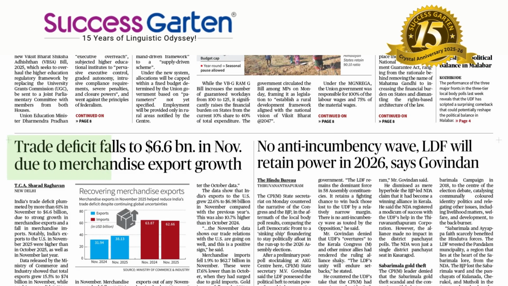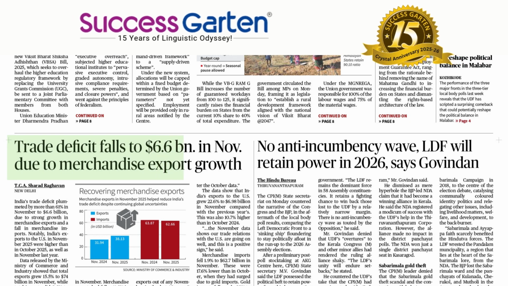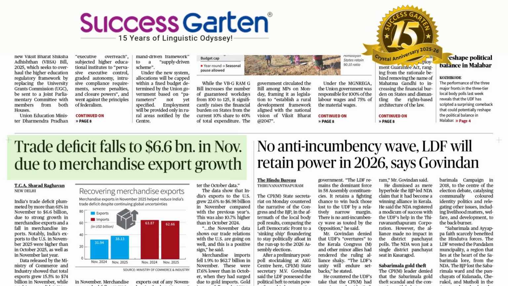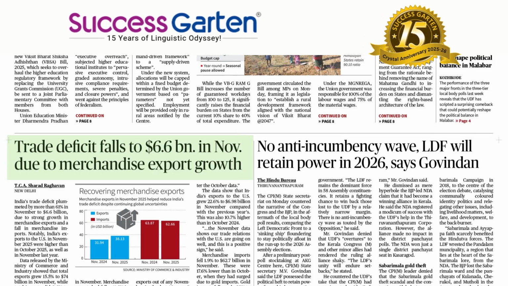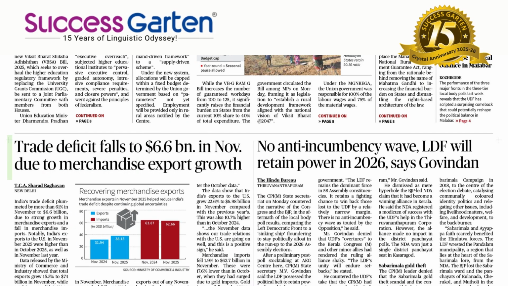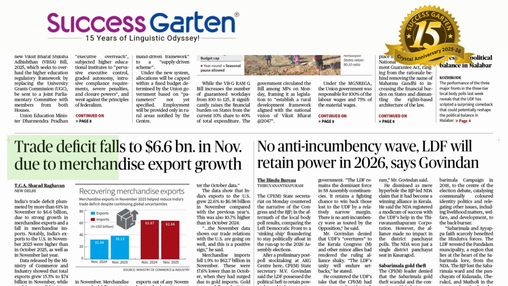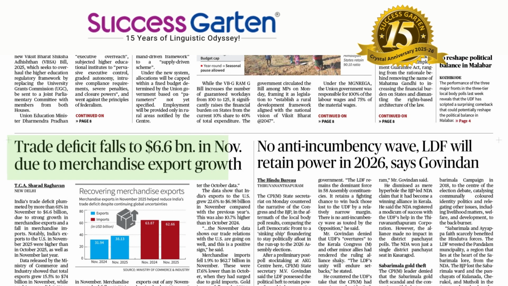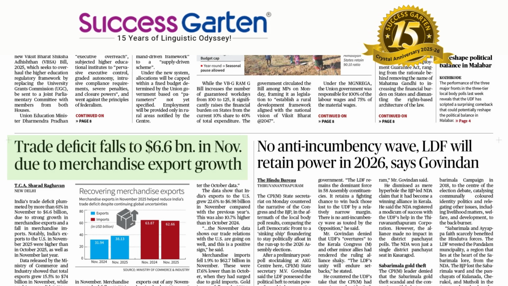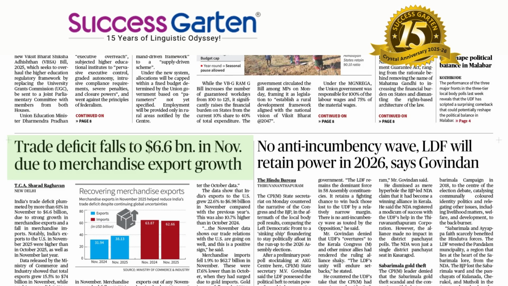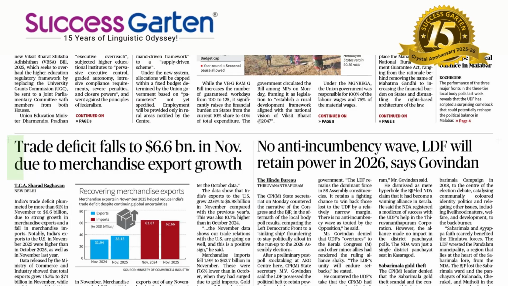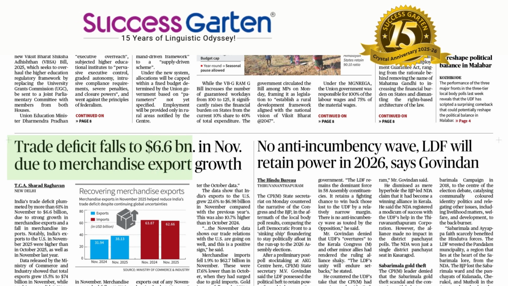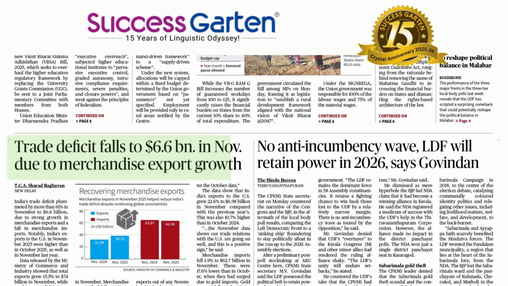Trade deficit falls to $6.6 billion in November due to merchandise export growth. It's a long sentence. The lower part has got two words. Trade deficit. D-E-F-I-C-I-T. That's a very important noun. Deficit. It's basically a gap between money spent and money received. Trade, we can feel that A sound, T-R-A-D-E. So that is a very interesting noun. Trade deficit falls. Falls is the S form of the verb fall. Fall, falls. So it's a very interesting word. It comes down, falls to $6.6 billion in November due to what?